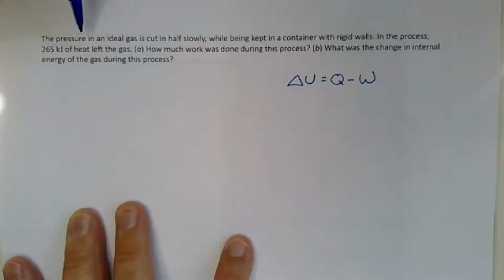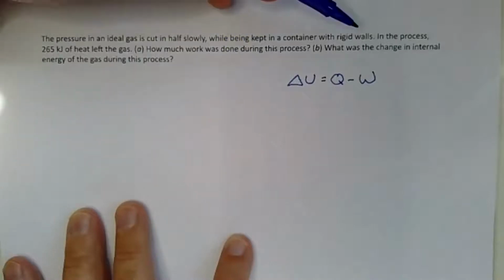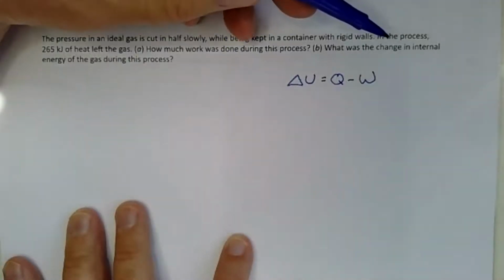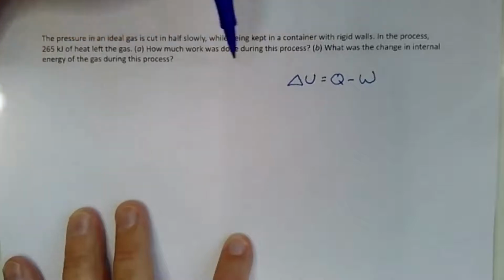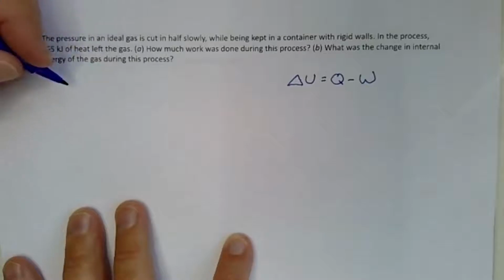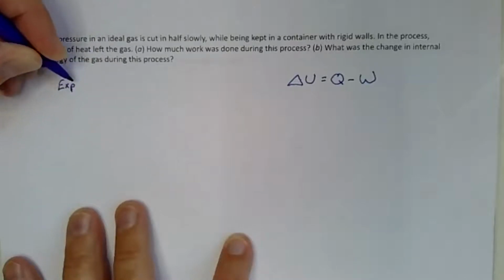So the pressure in an ideal gas is cut in half slowly while being kept in a container with rigid walls. Clues, clues, clues. In the process, 265 kilojoules of heat left the gas. How much work was done and what's the change in internal energy? Well, that sounds crazy because they told us about heat. That's the one thing that's explicitly stated, but everything else is implied. All right, so then let's just lean into that.